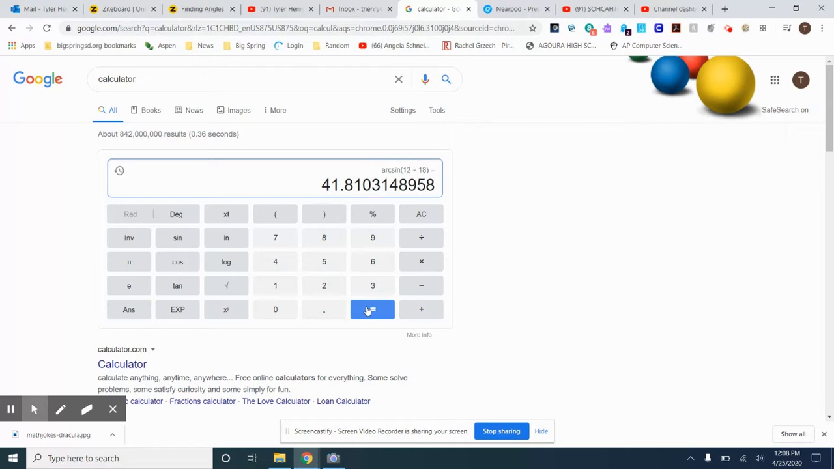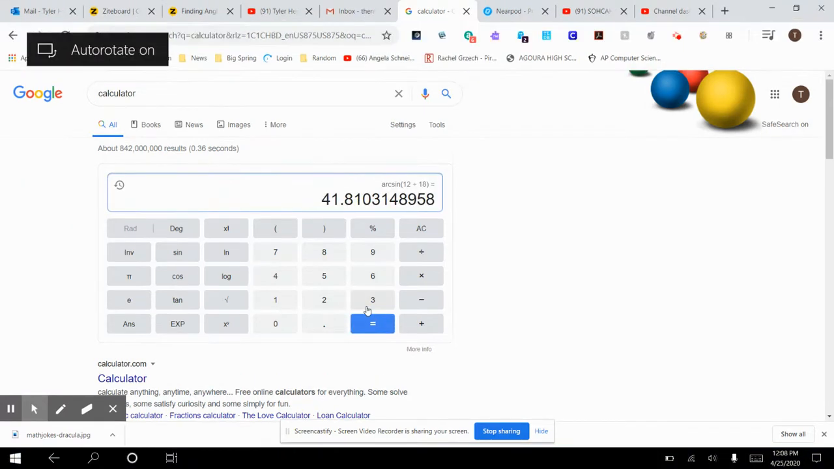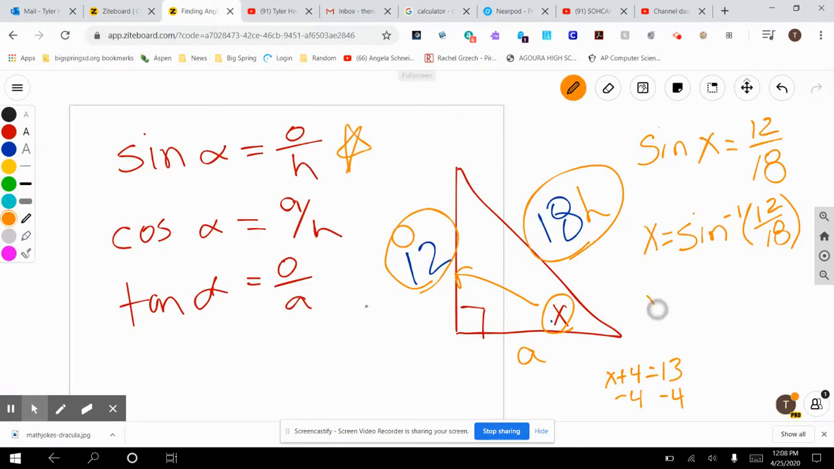Enter. Okay, so the angle is 41.8 degrees. So if I go back over here, I'm sorry, I'm rotating my computer, but I now know that x is 41.8 degrees.